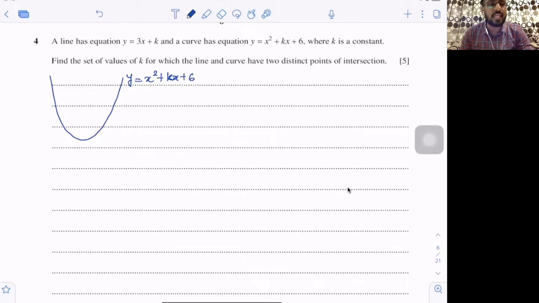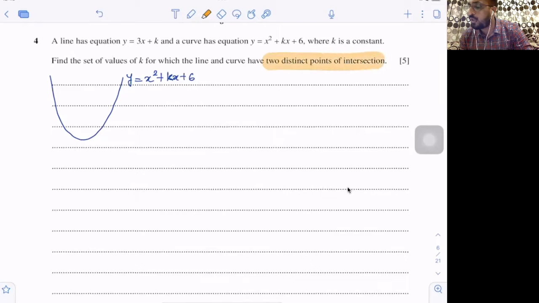You want to find the set of the values of k for which the line and the curve have 2 distinct points of intersection. So you want to understand the question. 2 distinct points of intersection is what the question is demanding. That means the line and the curve are both intersecting. So I'm going to draw my line like this. Let's say that's a line. So the equation of the line is y is equal to 3x plus k.